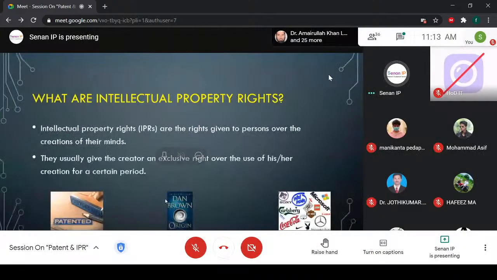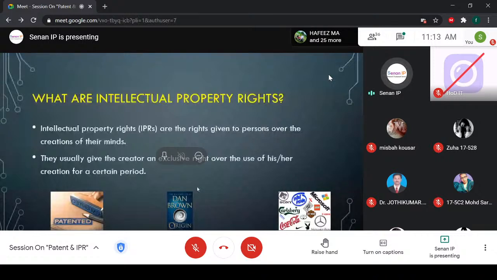The second one is copyright. We can file a copyright application for our book, literature, music, and so on. The third one is trademark. A trademark can be filed by any company or person who is going to start a business and wants to protect the name, logo or slogan of their company. These are the three widely used intellectual property rights. We will discuss them in detail later.